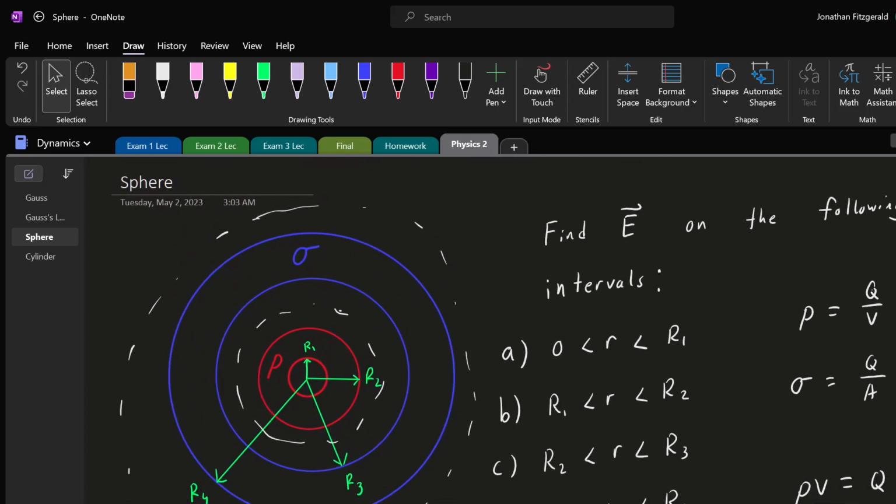So that's pretty much it for the sphere. And it's very similar if you do a cylinder. All you do is you use the cylinder formula instead of a sphere. So I'll do that one in the next video.